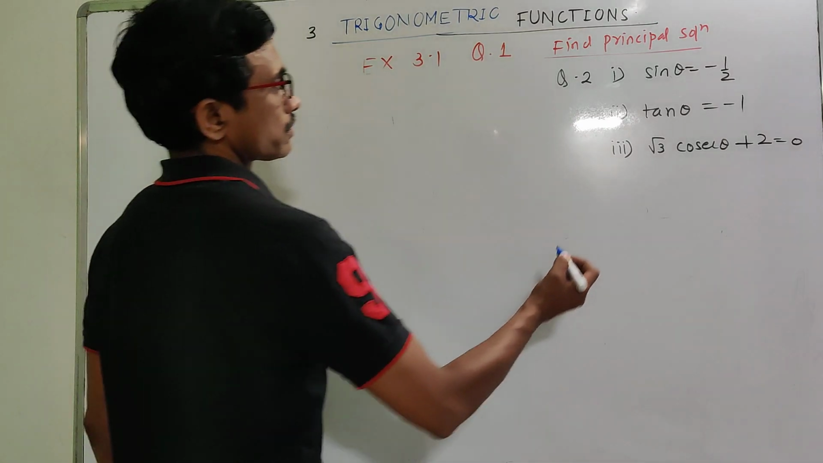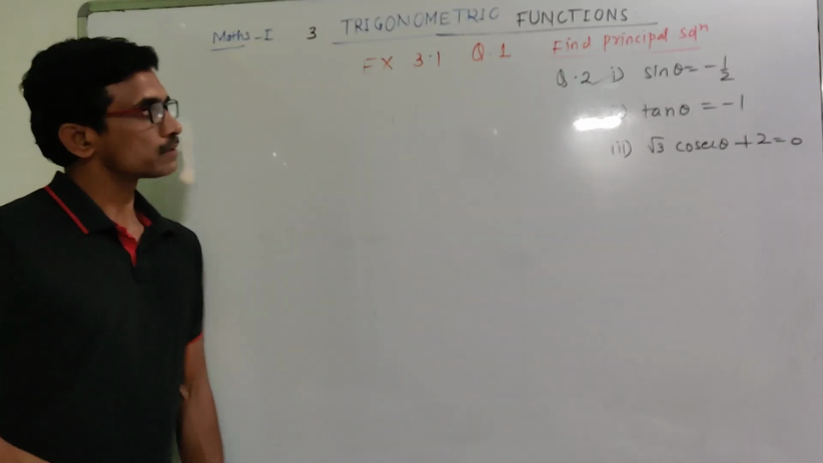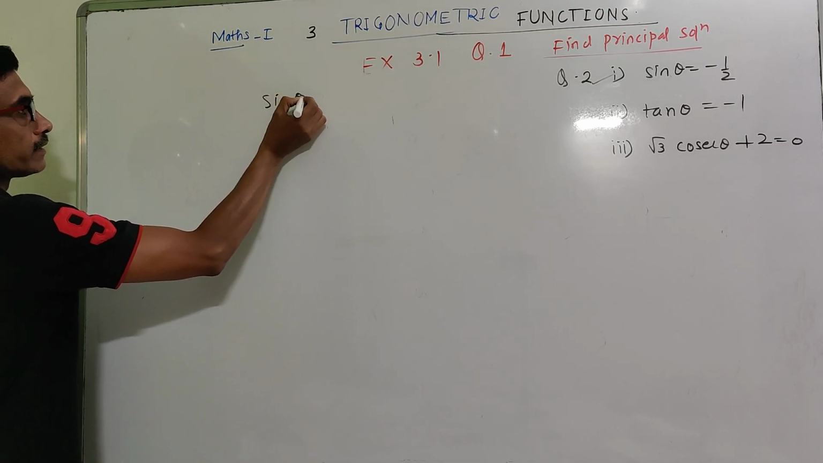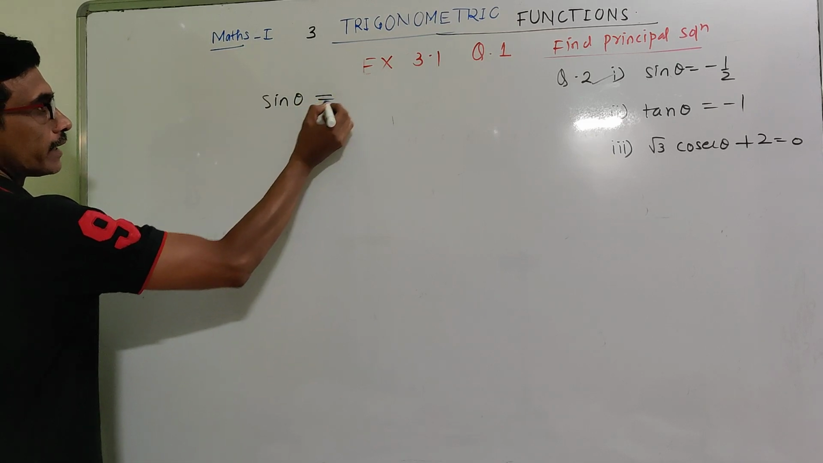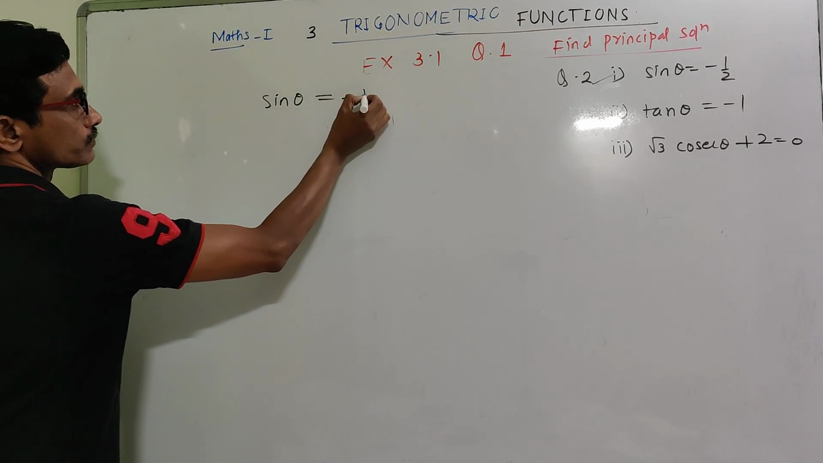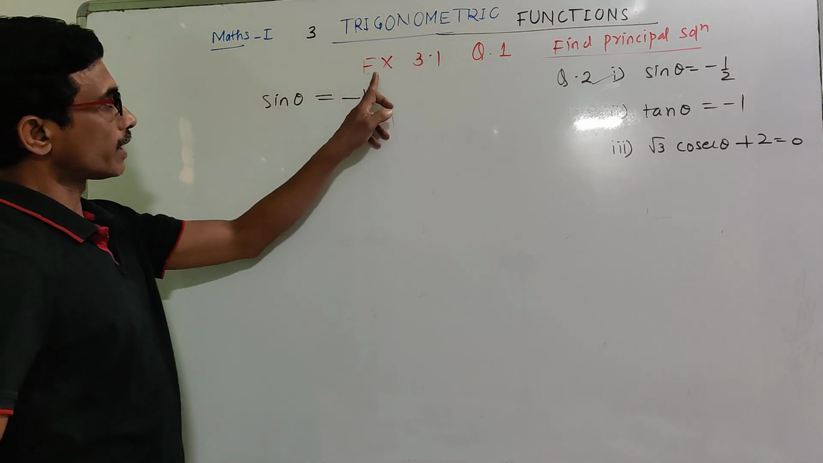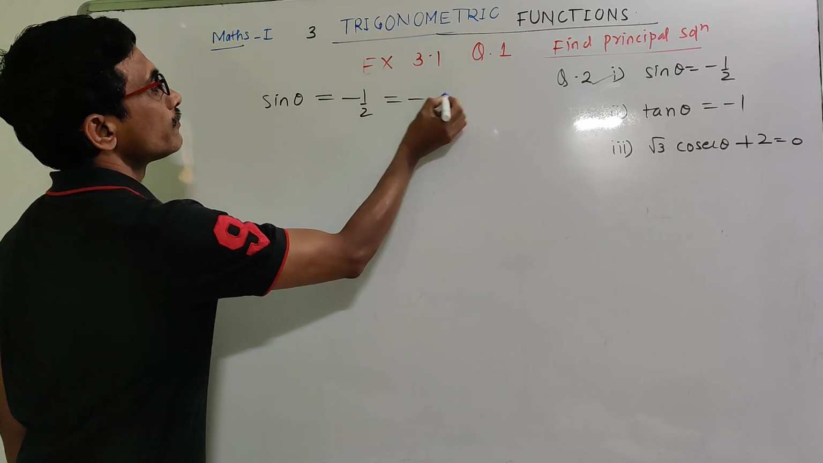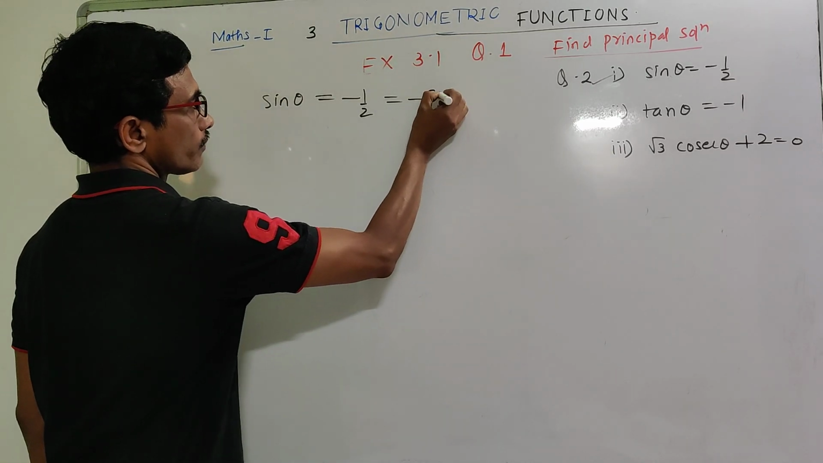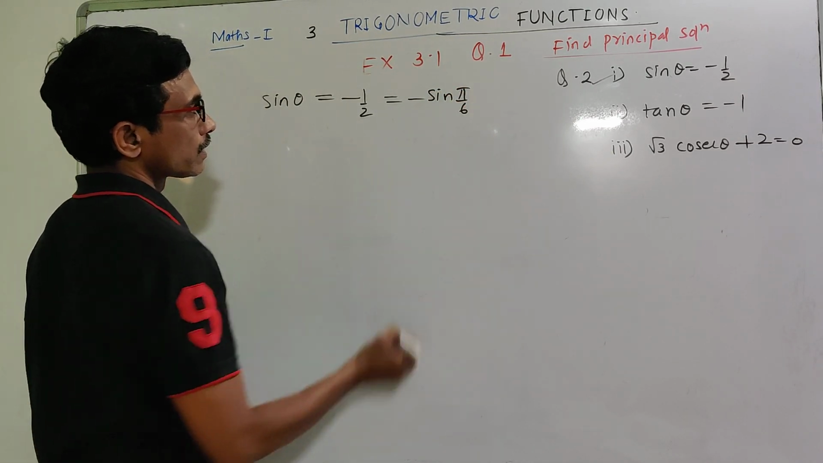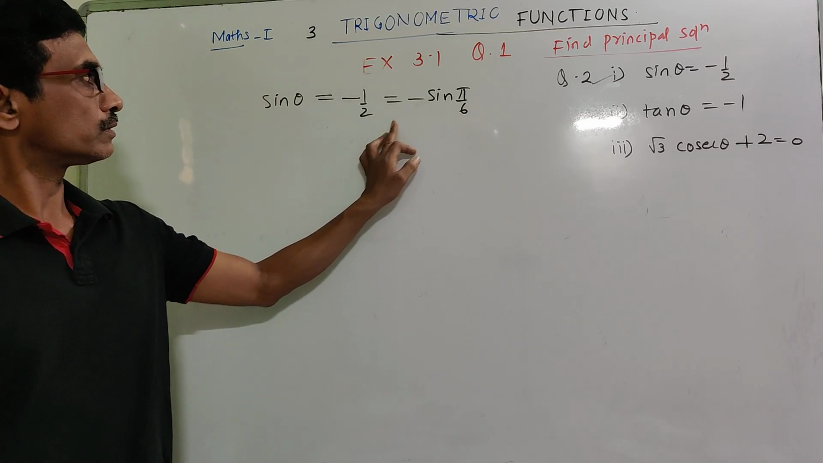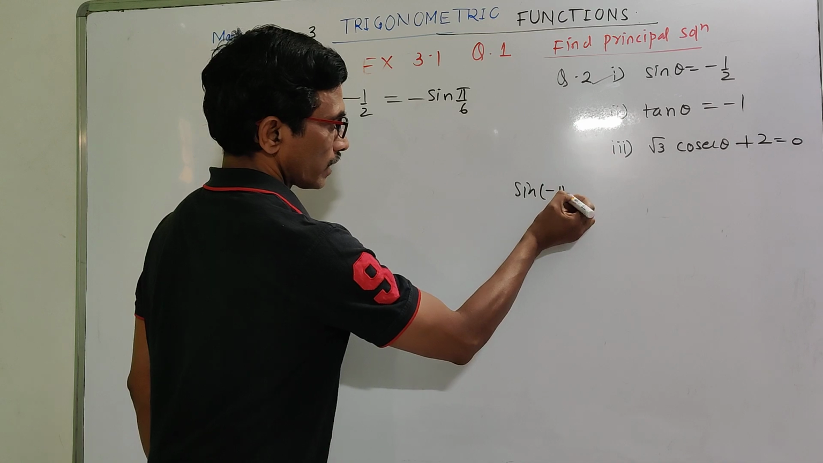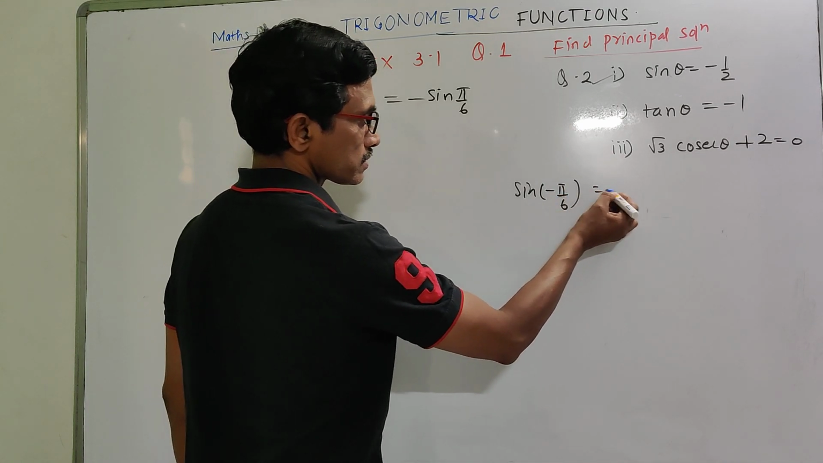So let us do this first sub question, that is sin theta is equal to minus 1 upon 2. You know 1 by 2 is what? Sin of pi by 6. So write it, minus sign we carry, and it is sin of pi by 6, 30 degrees. Sin 30 degrees is 1 by 2. Minus sign we carry. You may write sin of minus pi by 6, we know sin of minus pi by 6 is minus 1 by 2.